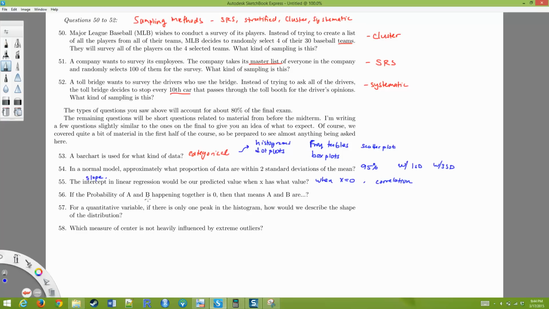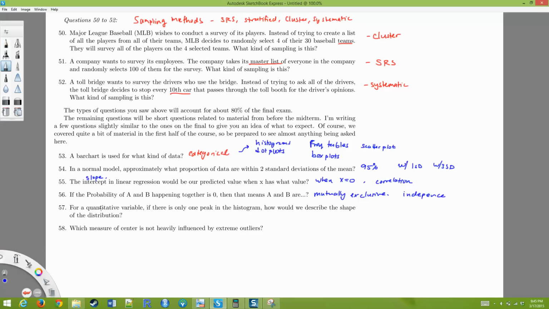If the probability of A and B happening together is 0, then that means A and B are, and I'm looking for a word here, yeah, mutually exclusive. So know what it means for independence. What does it mean for A and B to be independent?